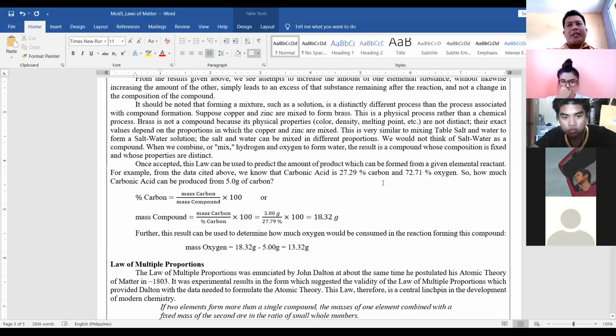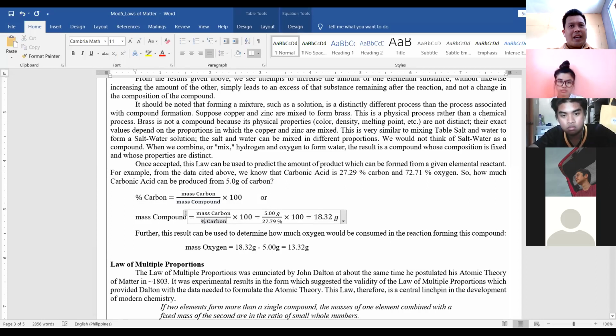Since 5 grams is 27.29% of X, it's like finding the value of the base in a percentage base rate solution in basic mathematics. So the percentage composition can be used as a formula to find the mass of the compound. If you are going to cross multiply the formula, it's like replacing mass of the compound by percent of carbon and percent of carbon by mass of the compound.